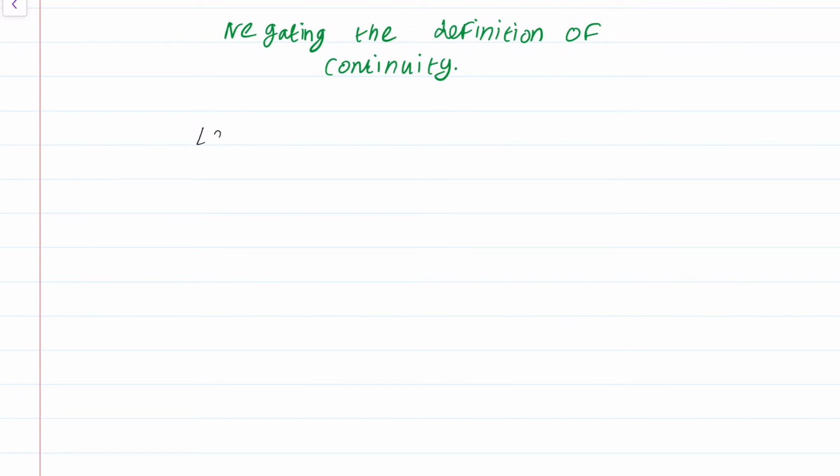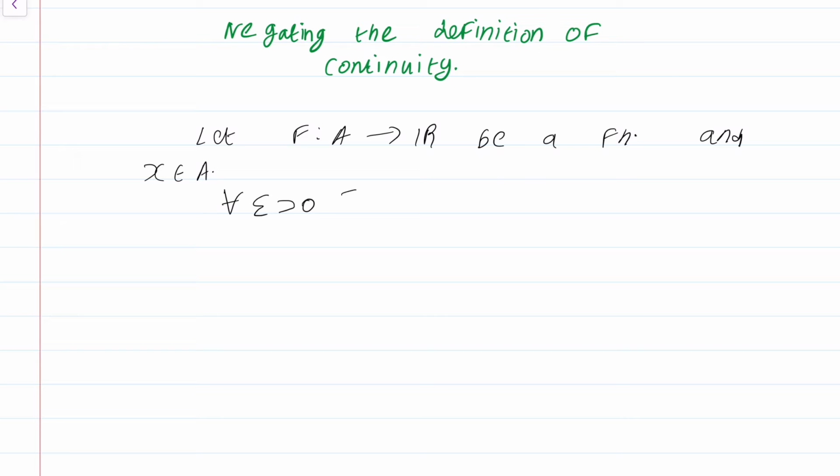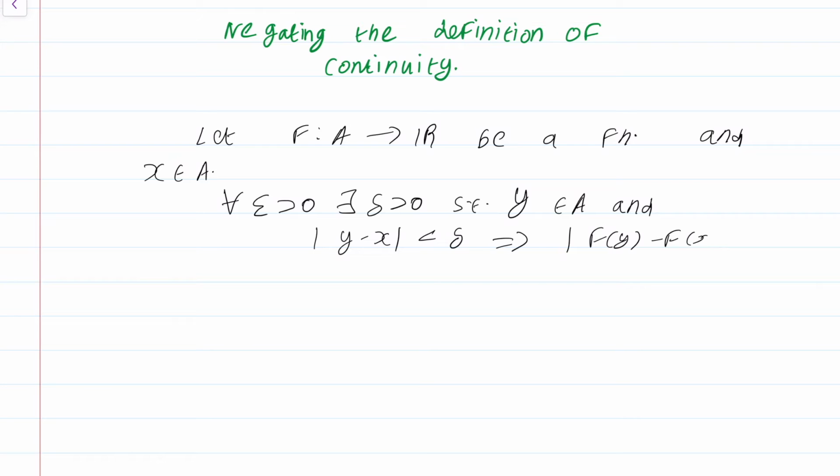So again, the setup is: let f from A to R be a function and x an element of A. Now we say f is continuous at x if for each epsilon greater than 0 there exists delta greater than 0 such that if y is in A and mod y minus x less than delta implies mod f(y) minus f(x) less than epsilon. Okay, so this is the logical notation for the definition of continuity, at least the epsilon-delta version.